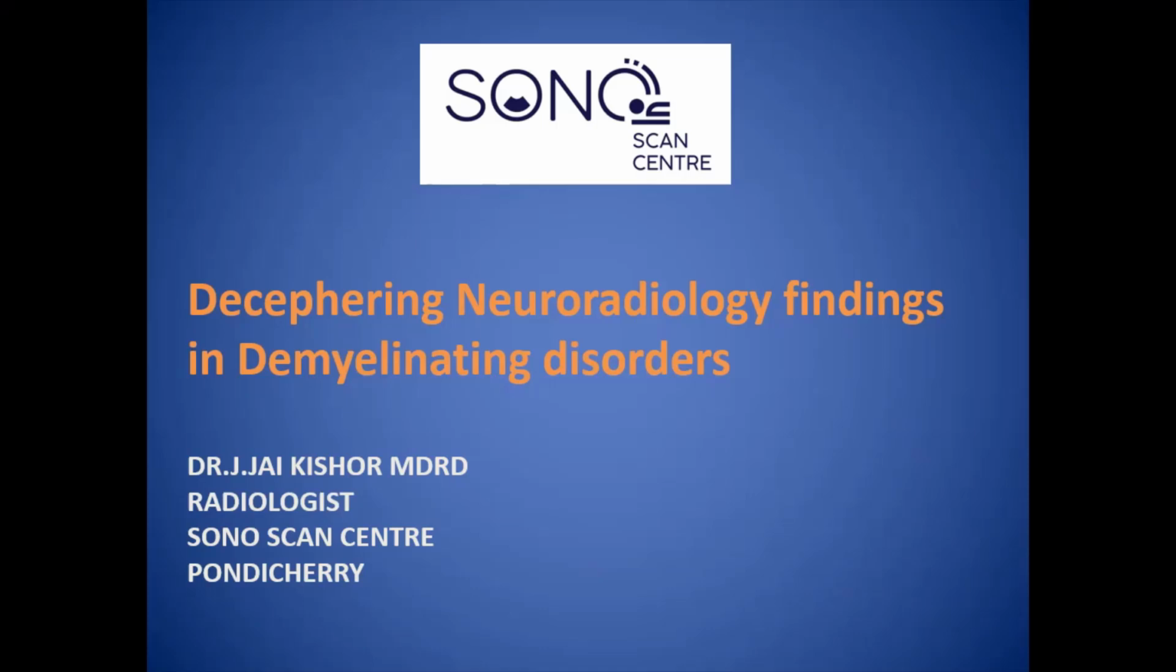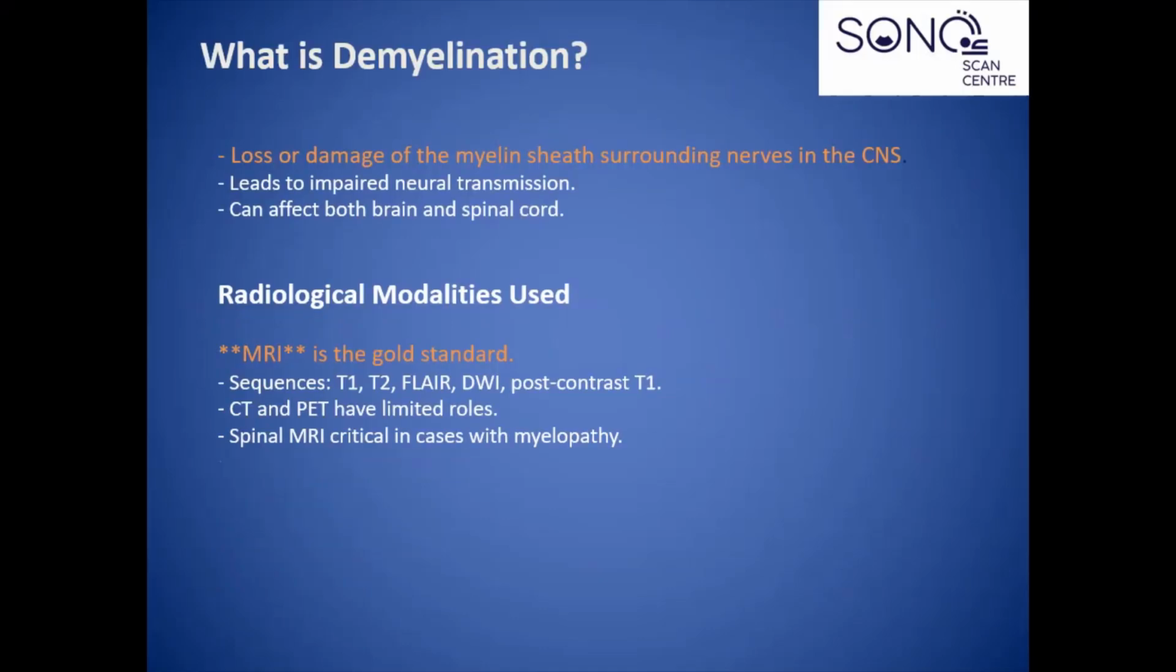It is a very vast topic, this demyelination, but we'll give a glimpse of it in this short time. Deciphering neuroradiology findings in demyelinating disorders. So what is demyelination basically? It is a loss or damage of the myelin sheath surrounding the nerves in the central nervous system. So that is basic. It involves both the brain as well as the spinal cord. With regard to the orbits, it's the optic nerve.